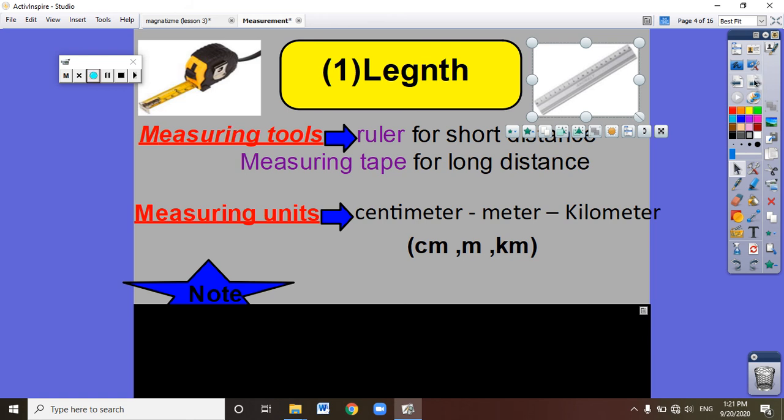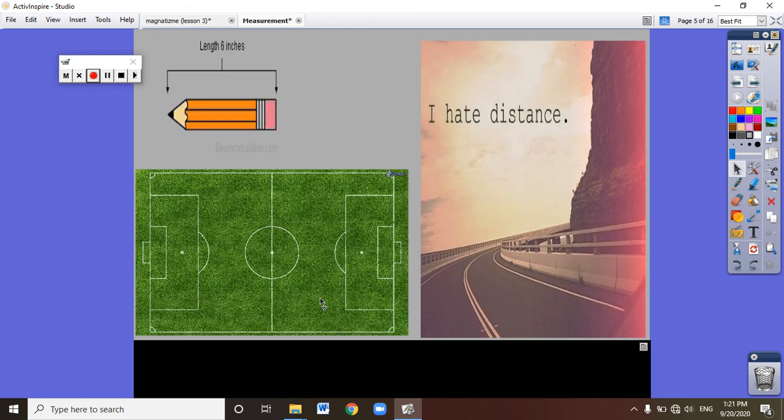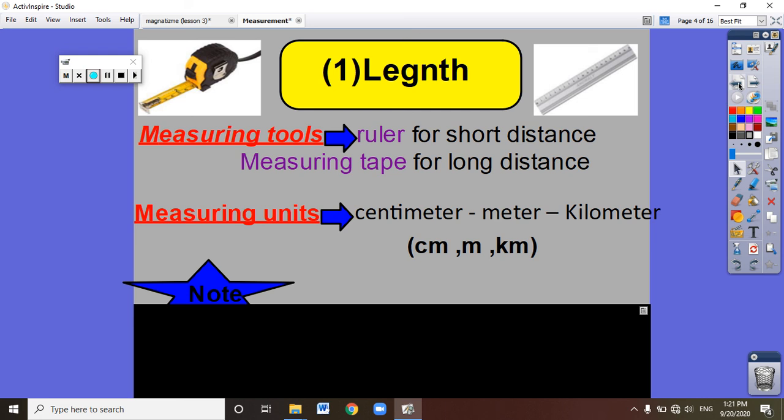I have here a playground, the place where you play ball with your friends. I want to measure the length of this playground. I will not use the ruler. I'll use another tool, which is the measuring tape. So the measuring tools of the length are ruler and tape. We can say measuring tape or just tape. Both of them are right.